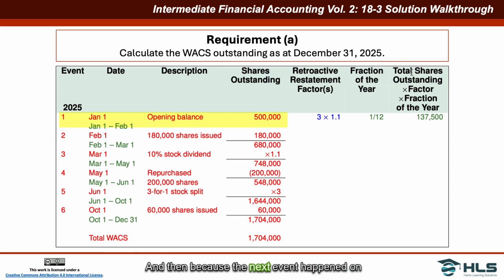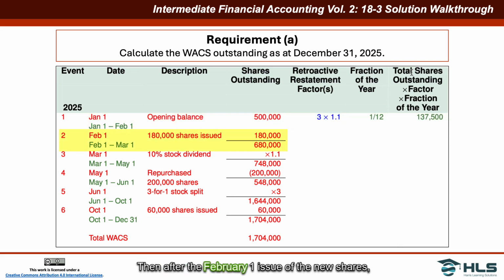And then because the next event happened on February 1st, that means the opening balance of 500,000 shares was only outstanding for 1 of 12 months. So the relative weight of the opening balance, prorated over the entire year, is the 500,000 shares beginning, times the 3-for-1 stock split, times 1.1 for the stock dividend, times 1 over 12 months, which is 137,500 shares.